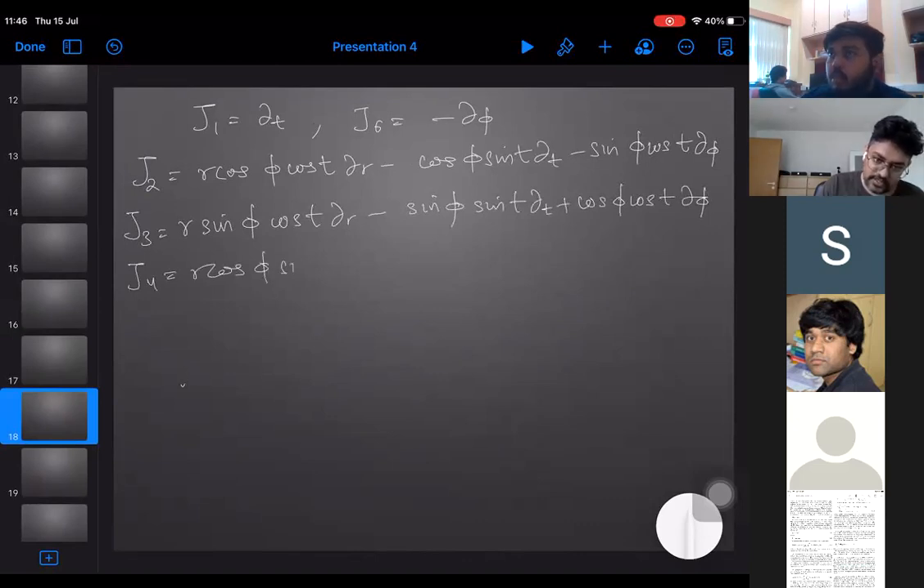R cos phi sin t del R minus this is sin t del phi, and finally you have the J5, which is given by this.